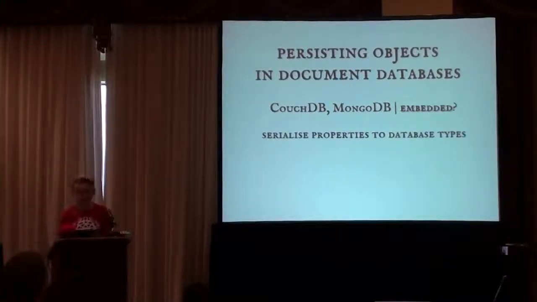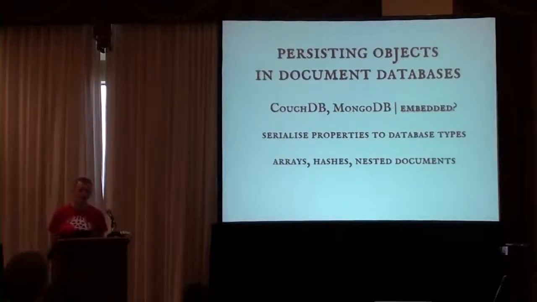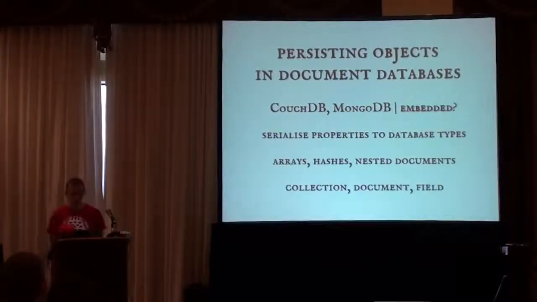And again, we serialize properties to database types. We can have arrays, which are somewhat better supported. We can have hashes, especially in MongoDB. I think CouchDB does the same, which is very convenient. We can have nested documents in, I think, most of the document databases. So there are a bit better ways to persist objects. But still, we say that our classes are collections, our objects are documents in these collections, and the properties are basically fields in those documents. The good thing is that more often than not, we can go with a schemaless approach, which can be very useful quite often.